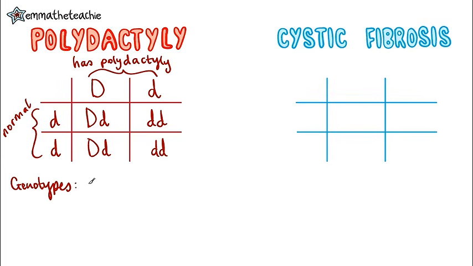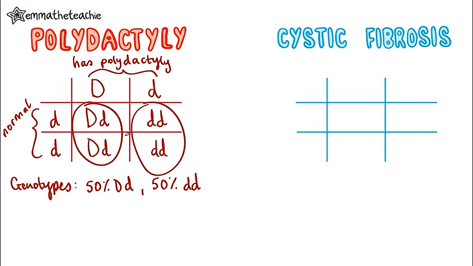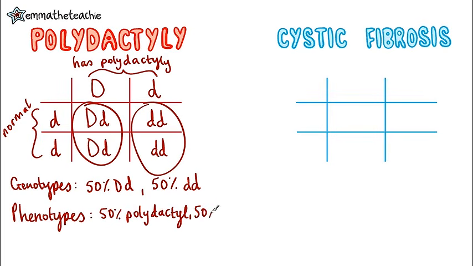So we can see that we've got 50% big D, little d, and we've got another 50% of little d, little d. The phenotypes, or the physical characteristics, are then 50% polydactyly, because they've got the capital dominant allele, and 50% normal. And as a ratio, this is 1:1.